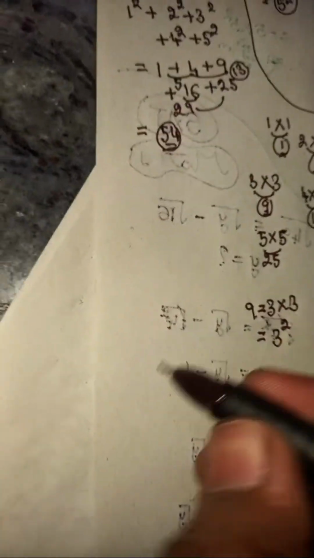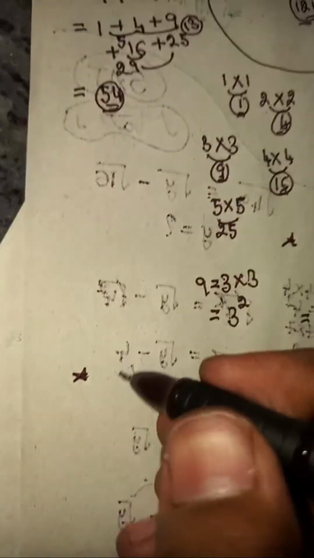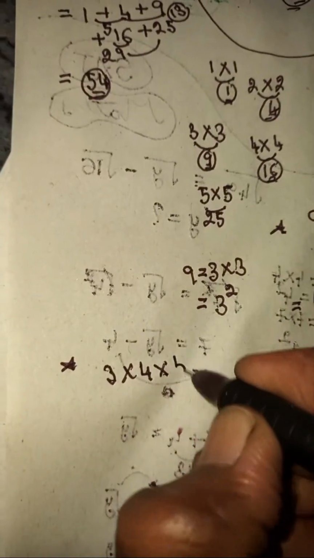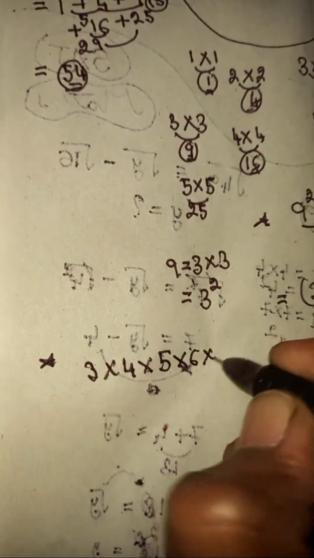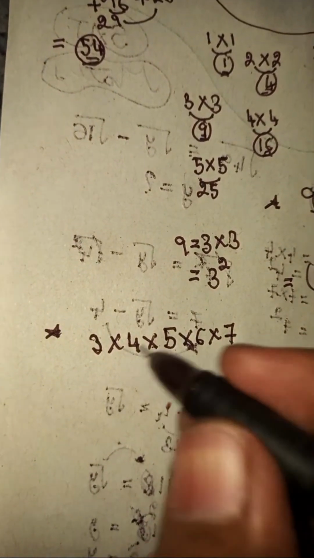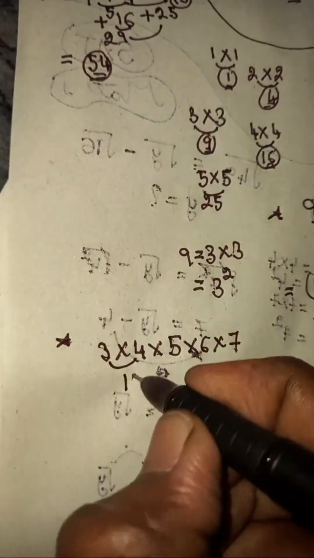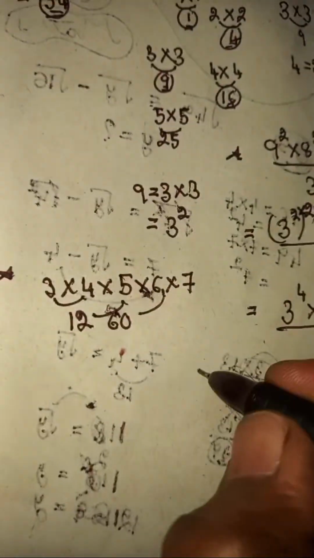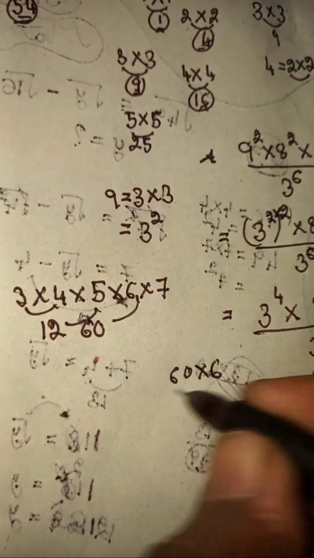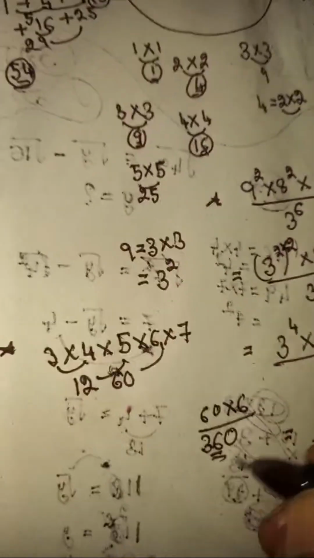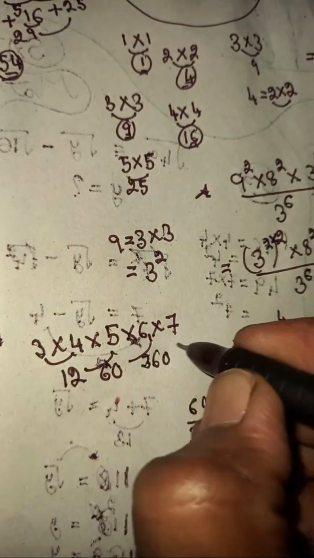Here I'm going to take this one as 3 times 4 times 5 times 6 times 7. Let's multiply this. What are we going to get? Here you get 3 times 4 is 12. 12 times 5 is 60. 60 times 6, you can write it as 6 times 6 is 36, and the 0 comes with it. It becomes 360.